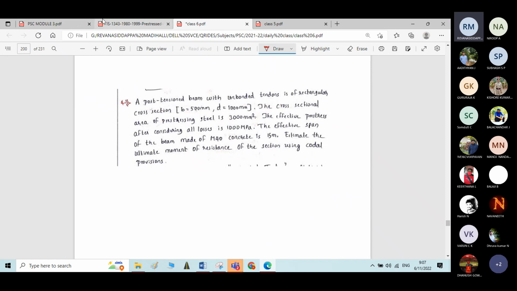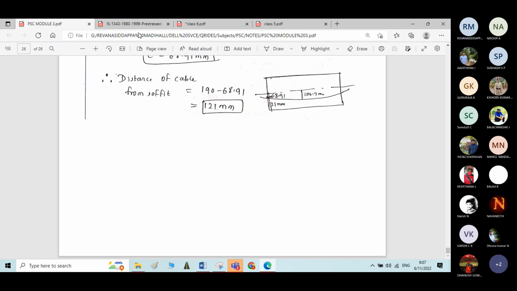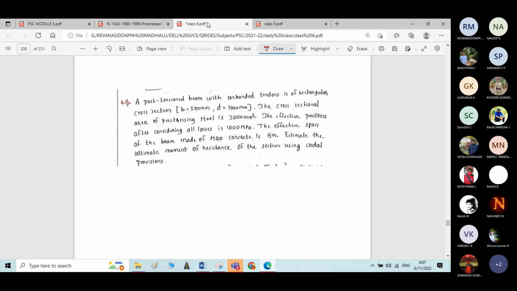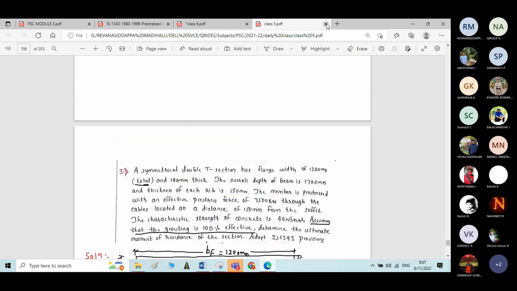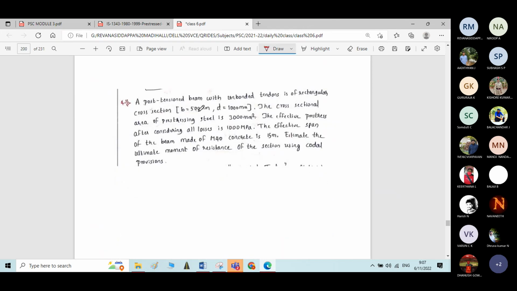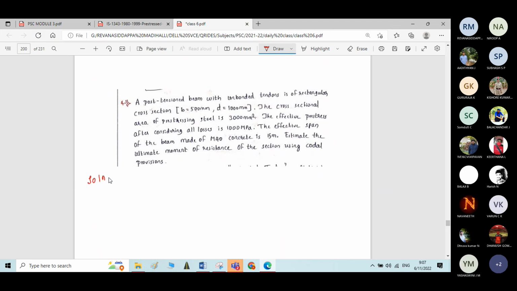So we have solved up to problem number 3. Okay. Up to problem number 3 we have solved. Okay. Just go through it. A post-tension beam with unbonded tendons.